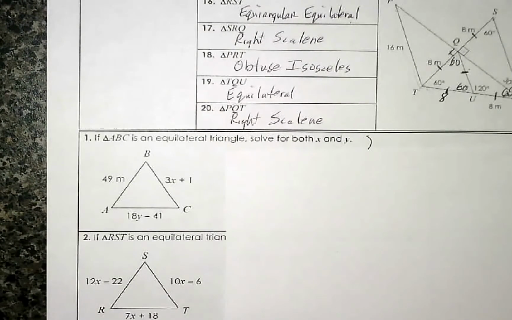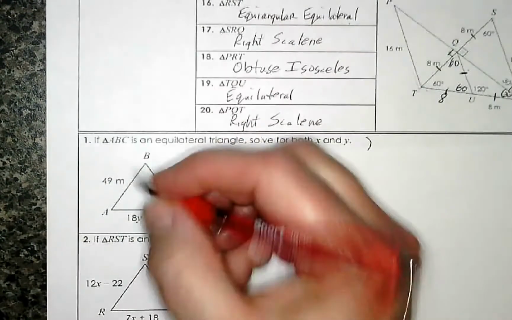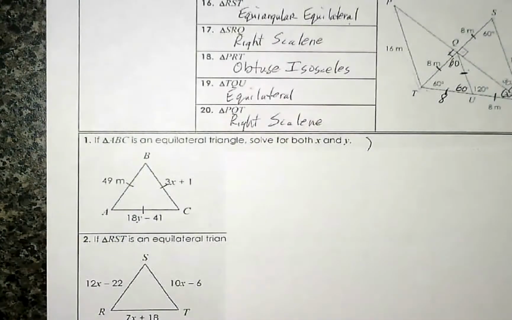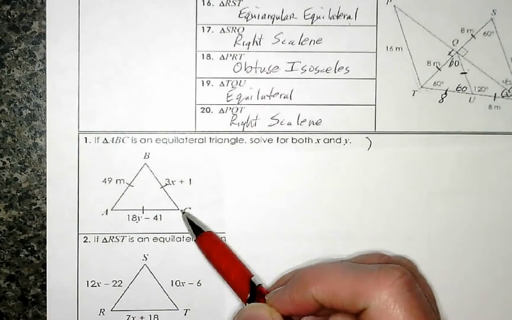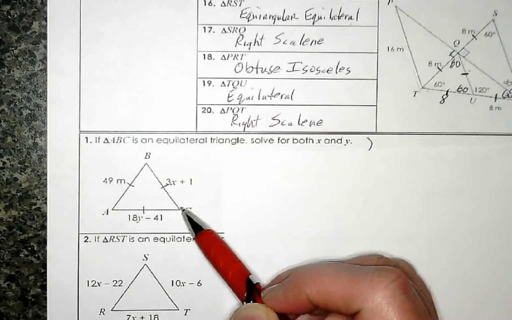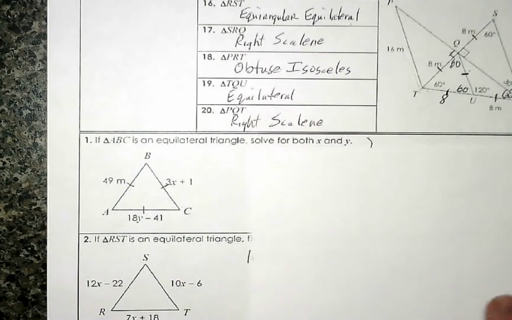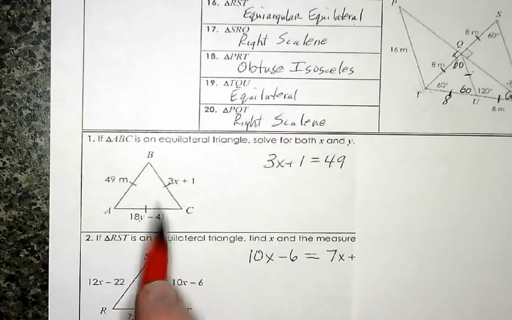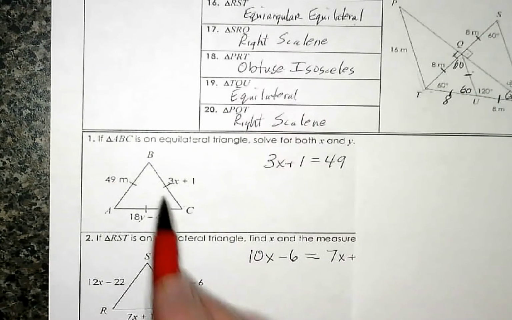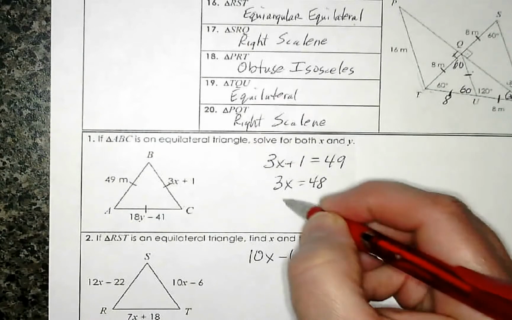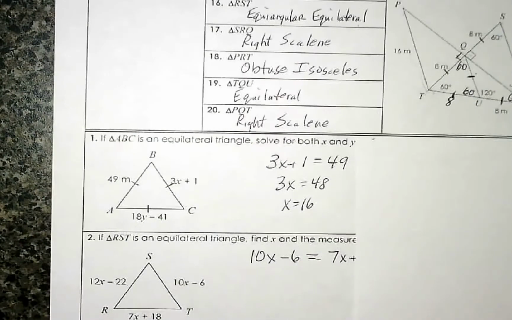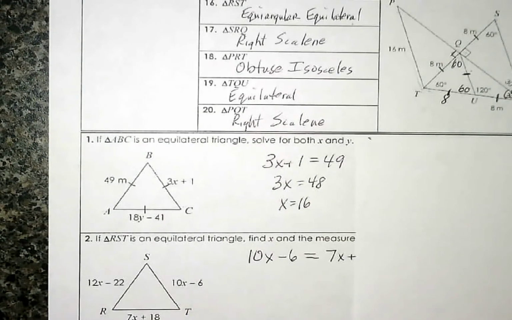So read through the directions each time. If triangle ABC is equilateral, what's equilateral mean? All 3 sides are the same. Solve for X and for Y. So I can see this side is 49. That means this side has to equal 49 and this bottom has to equal 49. So when we say solve, we got to write an equation. So to solve for X, this side has to equal 49. So when we solve, we subtract 1 and then we're going to divide and we get 16. Solve for X, that's all I have to do there.